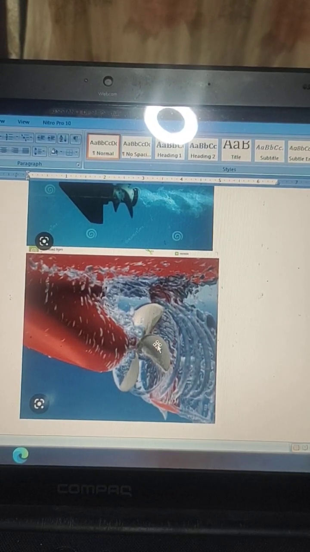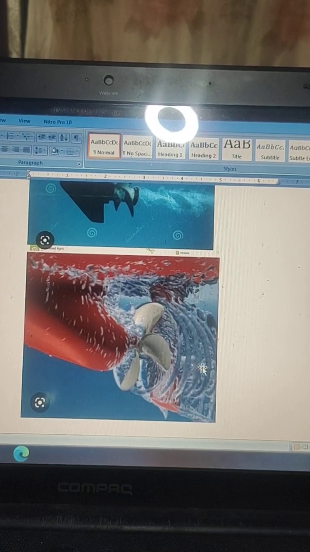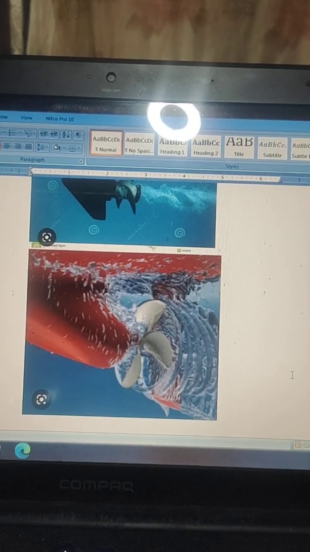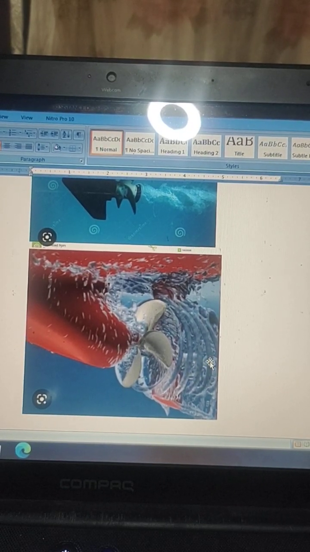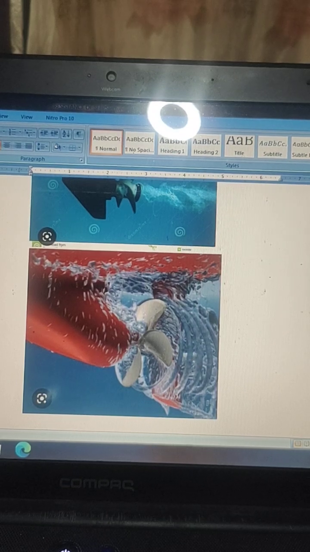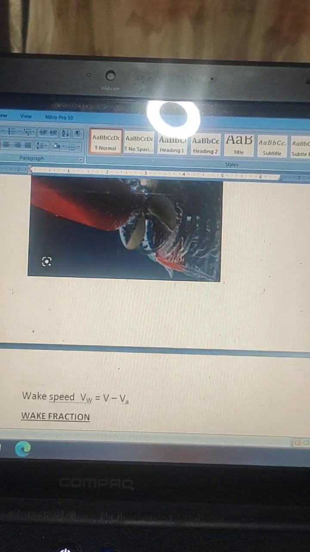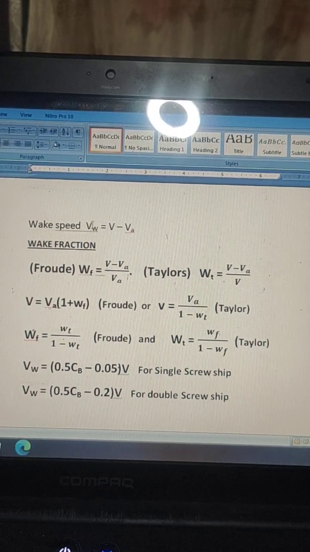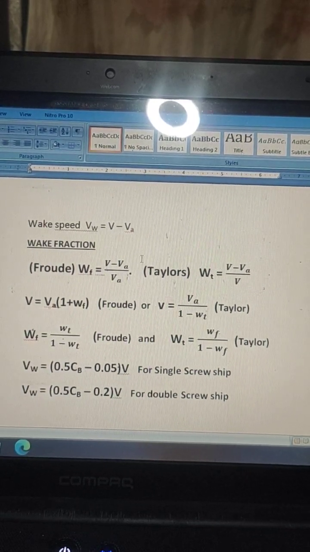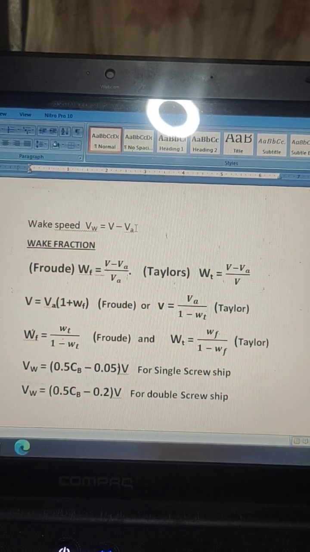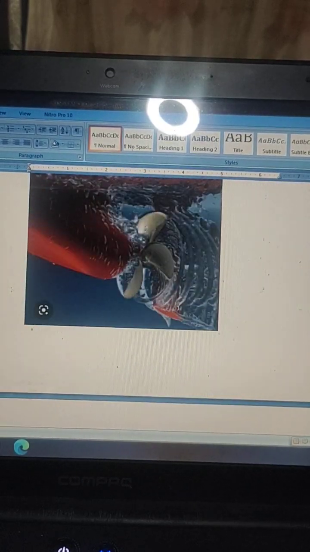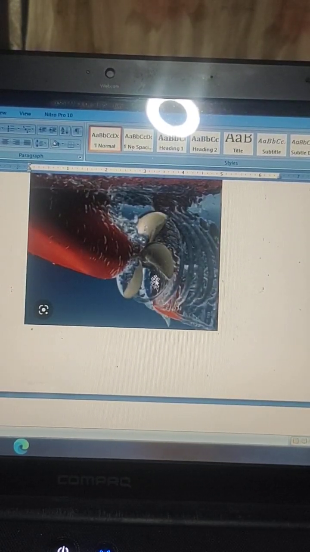This wake around the propeller, you can see how it is throwing the water radially and axially backward. In fact, this particular propeller might be cavitating at the tip. We will deal with cavitation later. Okay, so we talk about wake. Wake speed is the difference between the ship speed and the speed of water in way of the propeller, the speed of advance. This is what we call speed of advance.